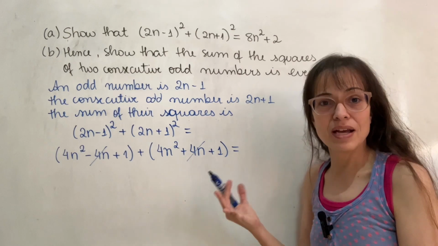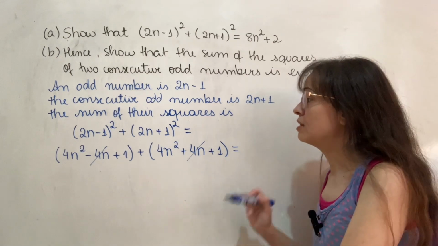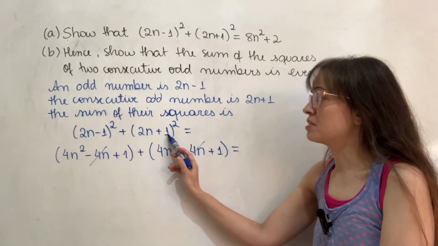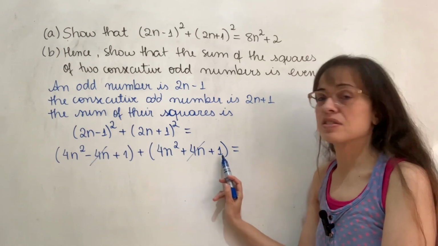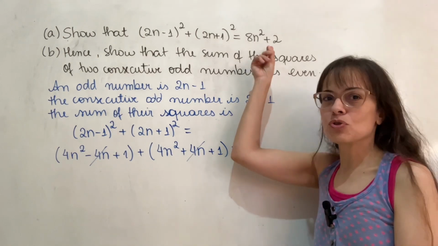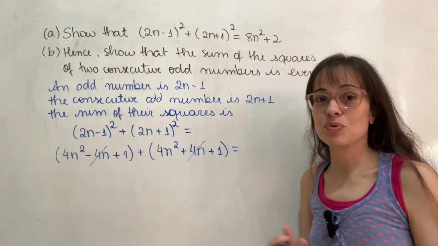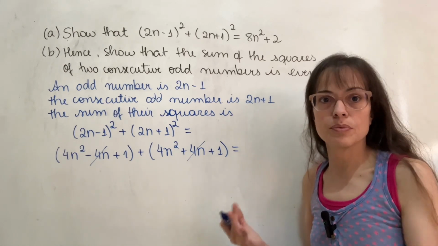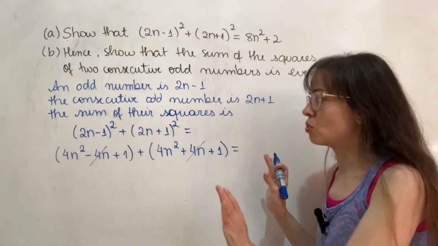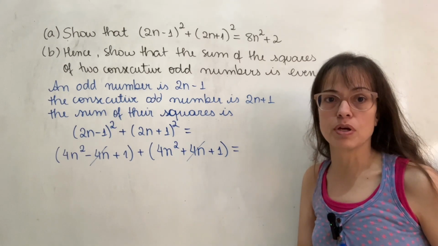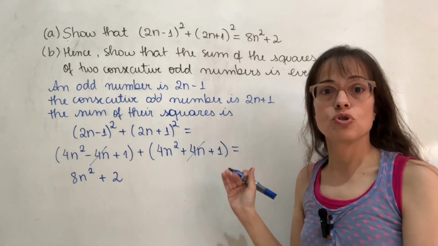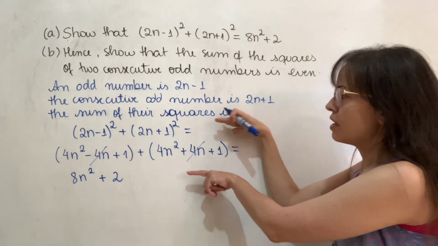Because you see, if I had forgotten them, if I had incorrectly said that this plus this squared is this squared plus that squared, I wouldn't fail to reach the conclusion that he wants me to reach, but I would be wrong anyway, because I would be messing up special products. So I do have to show all of this on the page. And this is 8n squared plus 2, which was part A. Part A is this part here.